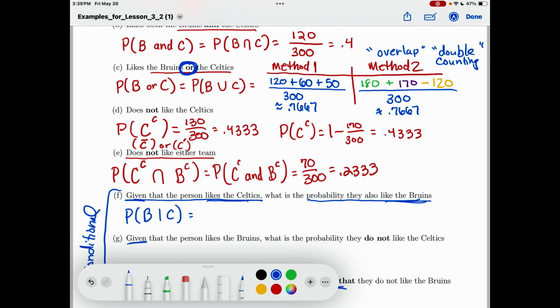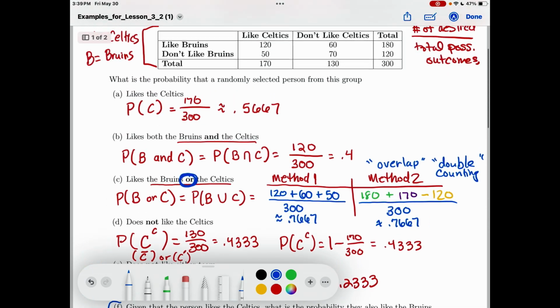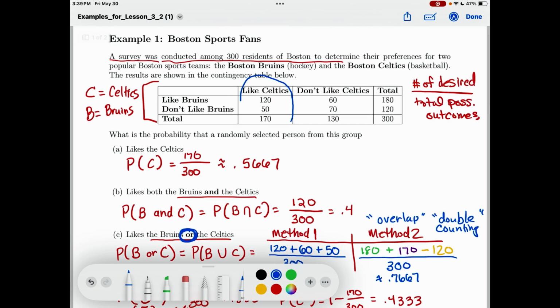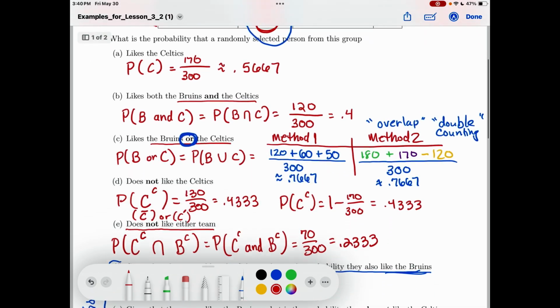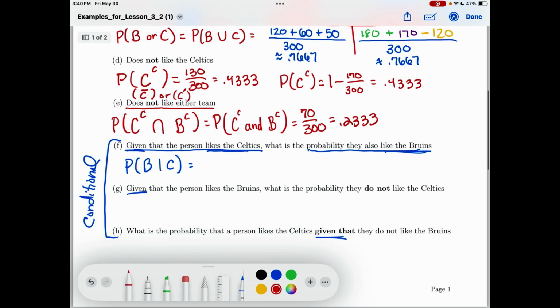Now, because we're assuming that the person likes the Celtics, we're not looking at the full 300 anymore. We're only looking at the people that like the Celtics. And we're trying to find the probability that someone likes the Bruins out of the group of the people that like the Celtics. So in this group, and this group only, the people that like the Bruins, that's 120. So we're going to find the probability by taking 120 out of 170. And again, that is because we narrowed the group down to our assumption, which was the people that like the Celtics.